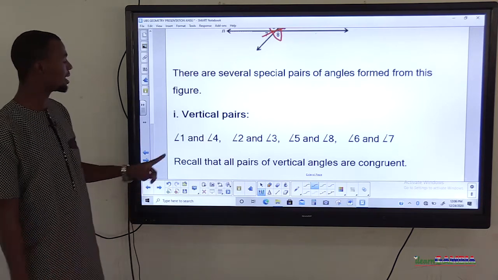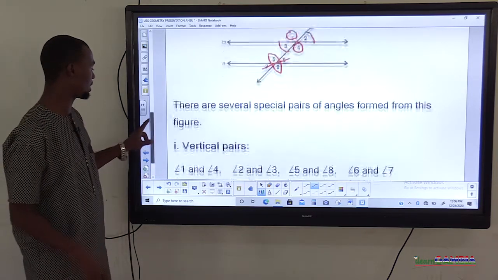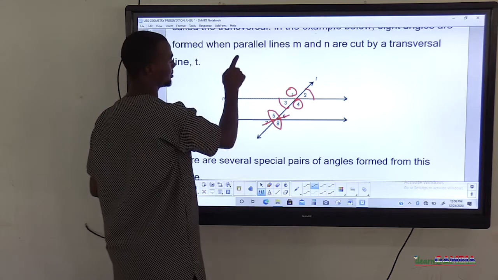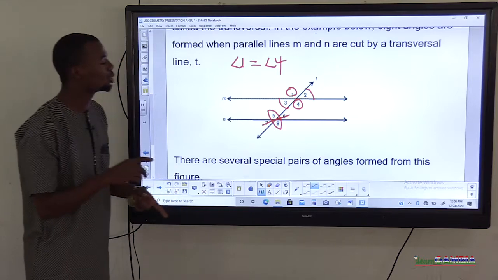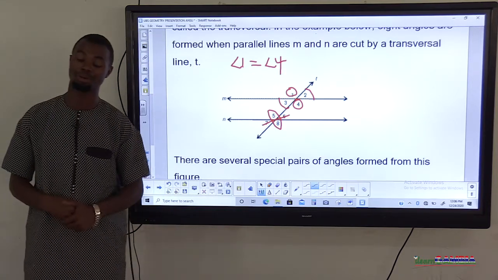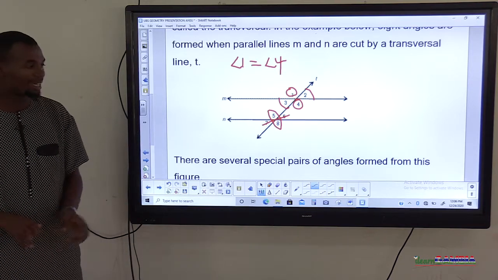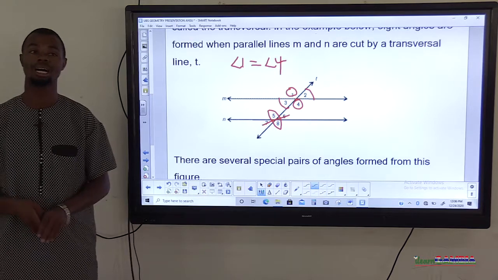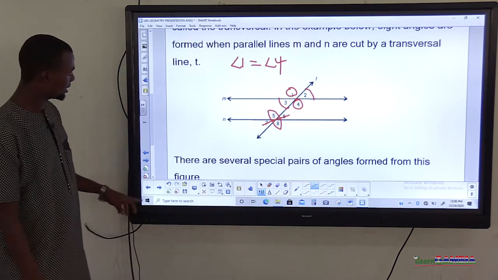So this means angle 1 is equal to angle 4. Angle 2 is equal to angle 3. Angle 5 is equal to angle 8, and angle 6 is equal to angle 7. Pairs of vertically opposite angles are congruent or equal. So we look at the next slide.